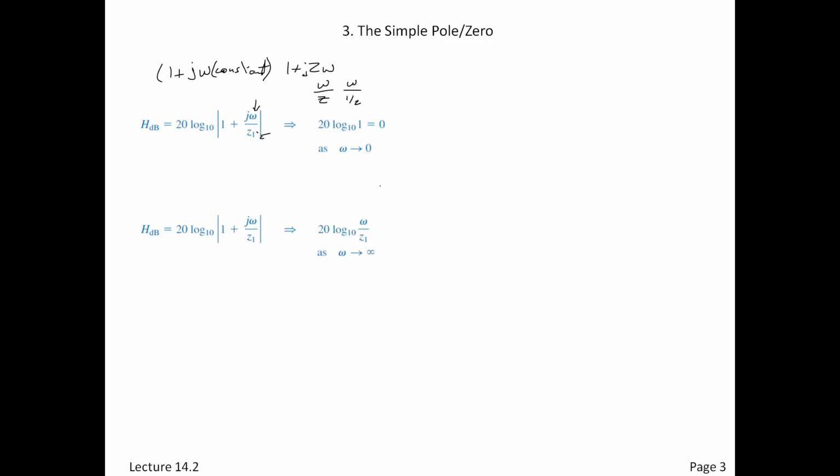But now we're going to look and say, what if omega gets very large? Right? When omega gets very large, we get 20 log of omega over z1. Now z1 plays a role here. See? Here, z1 has no role, right? Because the frequency is all very small. Now when it's large, z1 is involved.